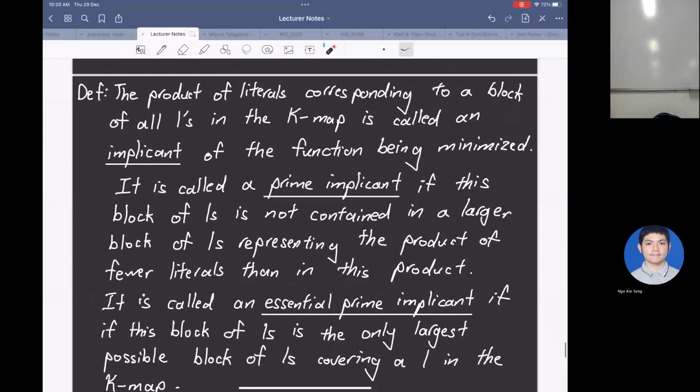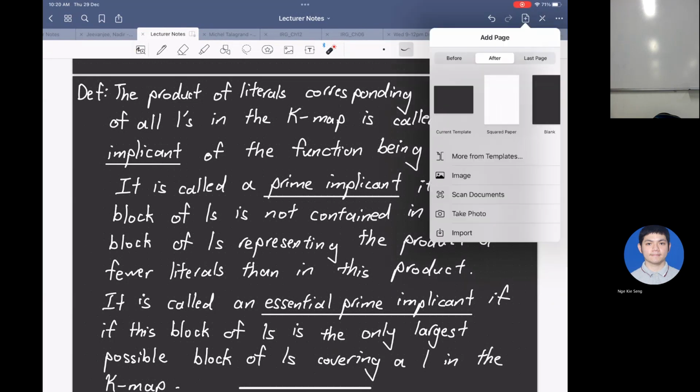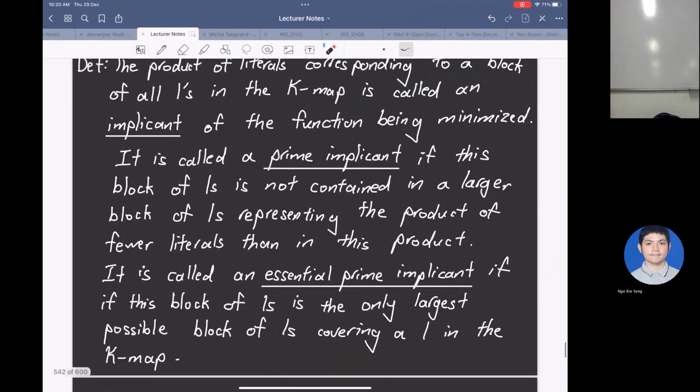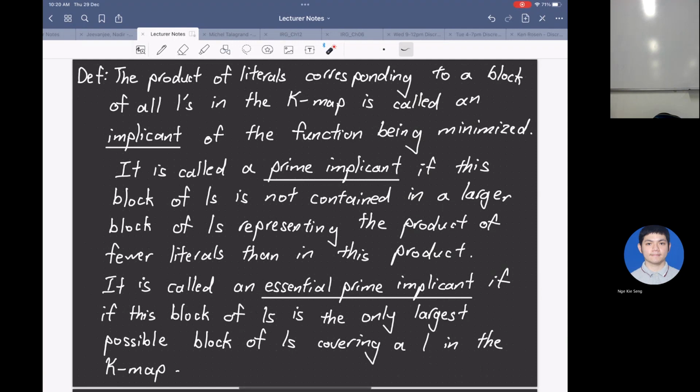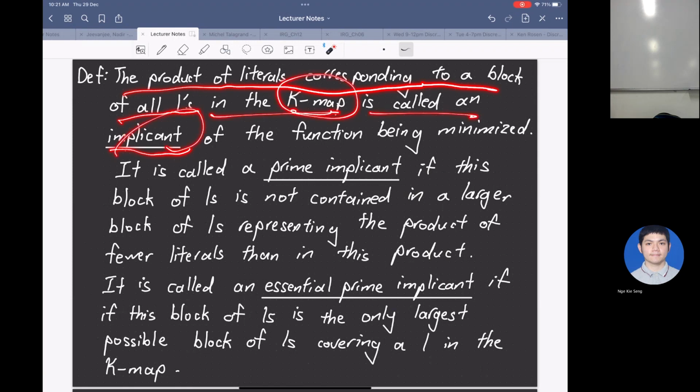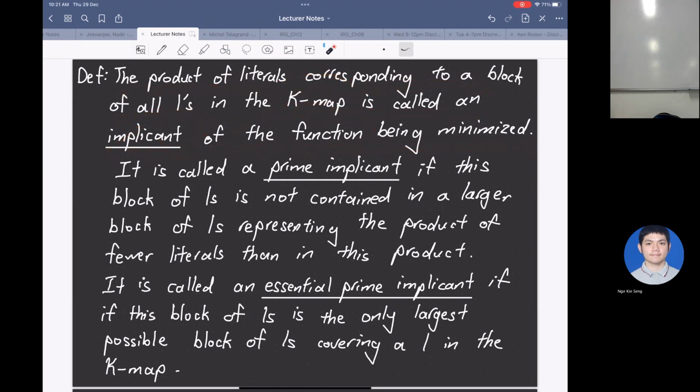Okay, so these three ideas will be based on your K-map first. To build a K-map, maybe I draw the chart. So you can see this definition here for implicant: the product of literals corresponding to a block of all ones in the K-map is called an implicant of the function. So it depends on the function. So you need to start with the function first.